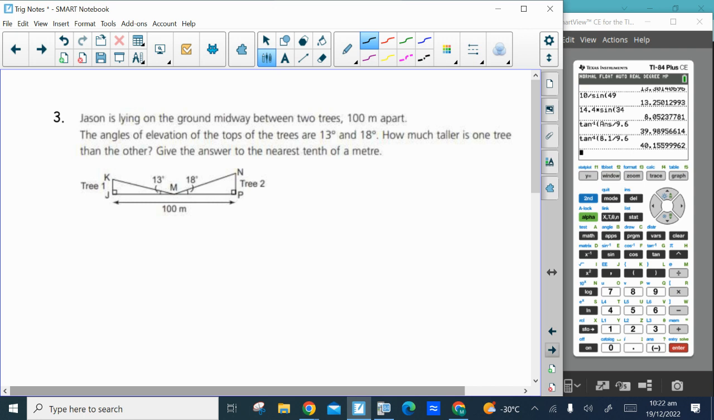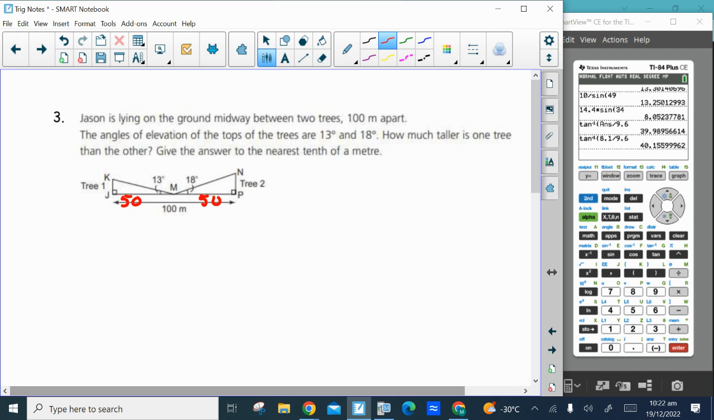Number 3. For some reason, Jason is lying on the ground midway between two trees that are 100 meters apart. So because it's midway, that means he is 50 meters from each one. And that's important. The angles of elevation to the tops of the trees are 13 degrees and 18 degrees. That's in the diagram. How much taller is one tree? It'll be tree 2. The angle of elevation is greater, so that means that tree is higher. So we want to know how much taller is tree 2 compared to tree 1.